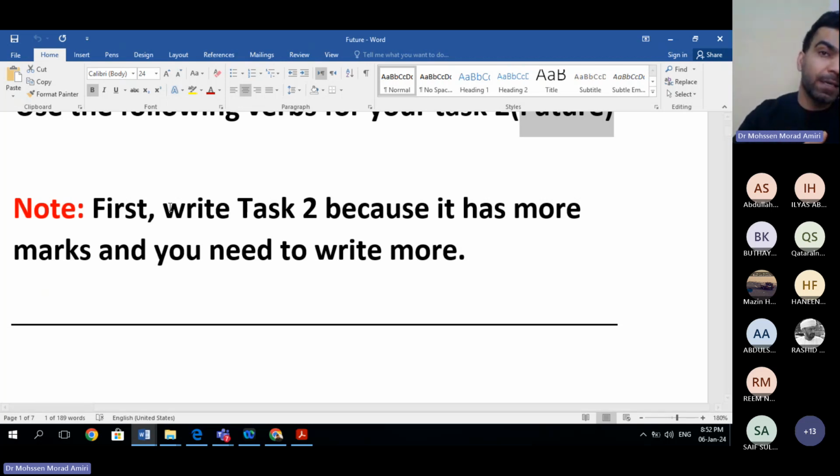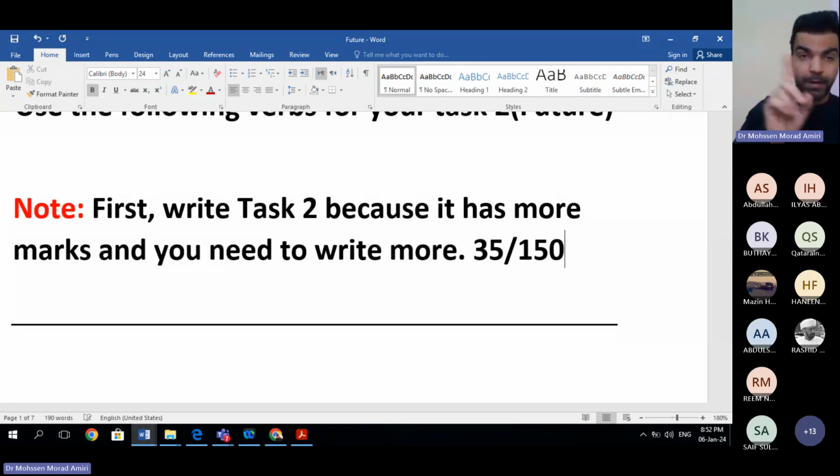Because it has more marks and you need to spend 35 minutes for that. 35 minutes for task 2. I mean you should write 150 words, not 100. It should be 150 words, and it should be bigger. But some students, what do they do? They put all their energy in task 1. They write a lot, and when their brain becomes tired, they start task 2. And in task 2, they will write a little, and they lose most of their marks.